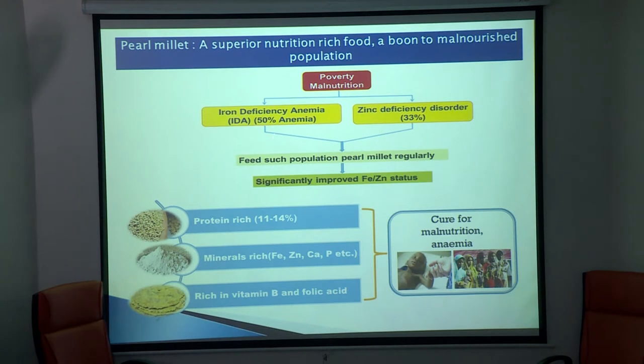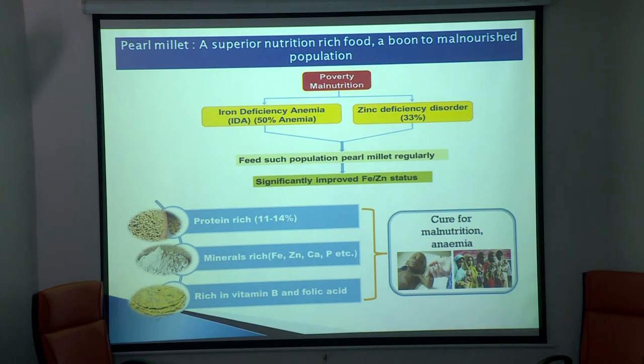If you see anemia, 50% of anemia is because of iron deficiency. And again, there are zinc deficiency disorders. So in that situation, pearl millet can play a major role. It can cure malnutrition, anemia, and provide security and cure from hidden hunger. Hidden hunger is because of the deficiency of these micronutrients, iron and zinc. And it is rich in that, so it can cure that hidden hunger. So you can see how nutritionally important this crop is.